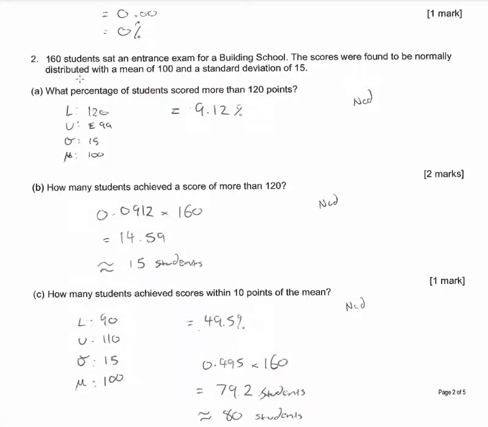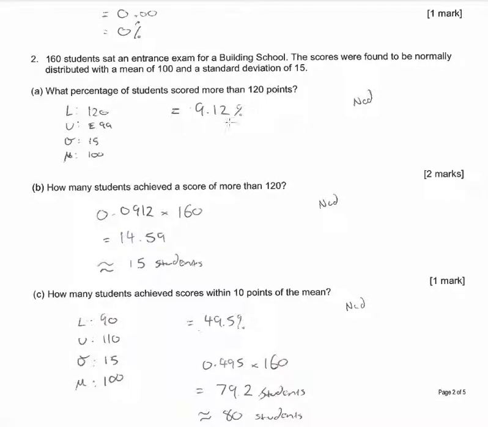The second question is, we've got 160 students with a mean of 100 and a standard deviation of 15, and they want to know what percentage of students scored more than 120 points. You can see already that you're going to get intervals which these values aren't going to lie on. So we've got a mean of 100 and a standard deviation of 15, so the first interval will be 115.